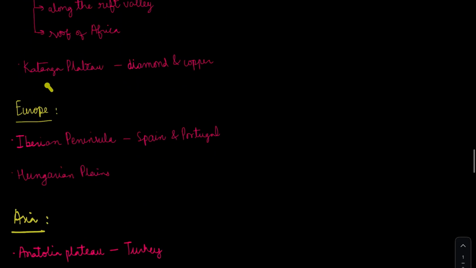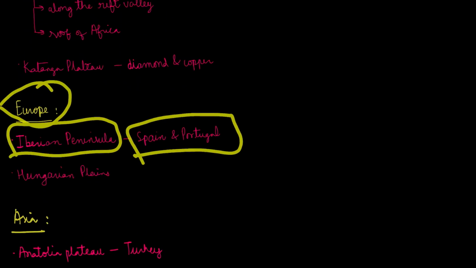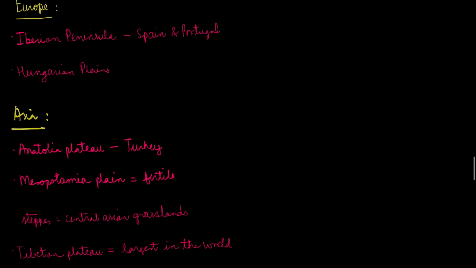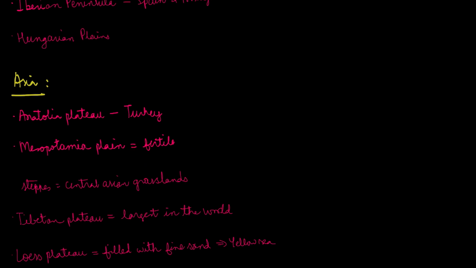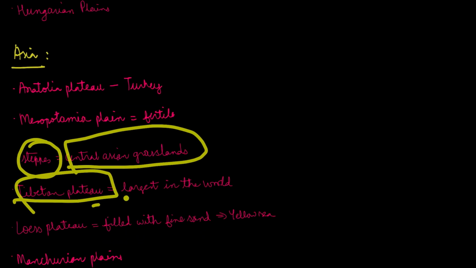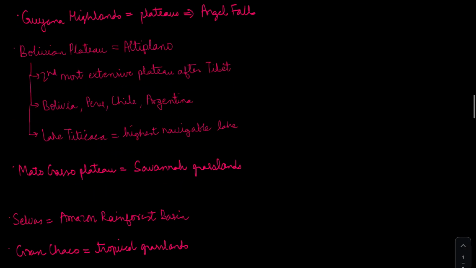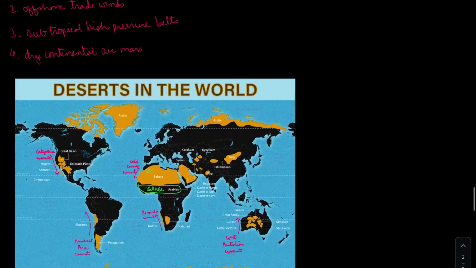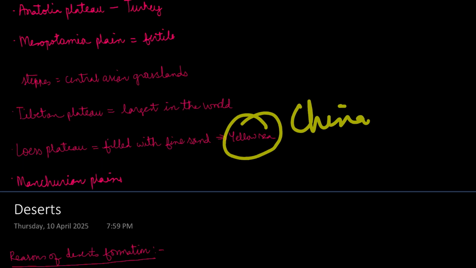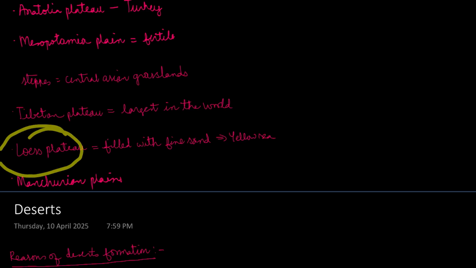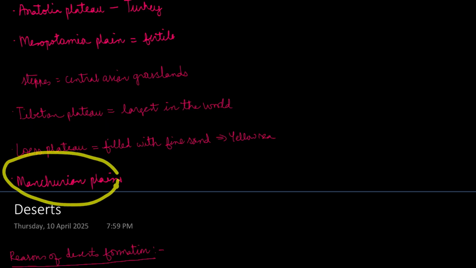Moving to Europe. In Europe, we have the Iberian Peninsula, where Spain and Portugal lie. We also have the Hungarian Plains. In Asia, there is the Anatolia Plateau in Turkey, and the Mesopotamia Plains. These are very fertile. Mesopotamia is also known to have had trade relations with the Indus Valley civilization. Then there are the steppes, or Central Asian grasslands. The Tibetan Plateau is the largest in the world. The second largest, as we have read, is the Bolivia Plateau. The lowest plateau is filled with fine yellow sand. It is located in China, near the Yellow Sea, and because of the fine sand over here in the lowest plateau, the Yellow Sea derives its color. Then the Manchurian Plateau is also in China.